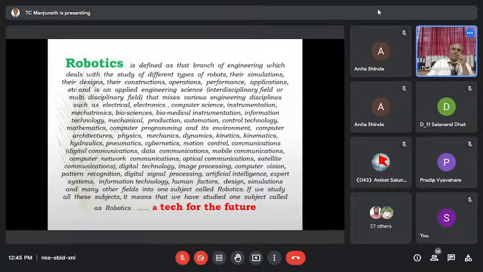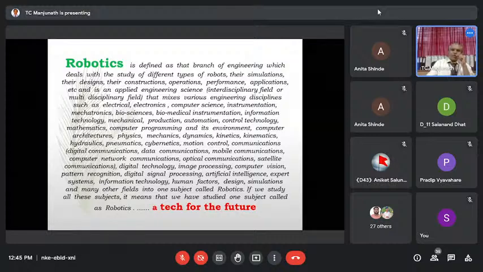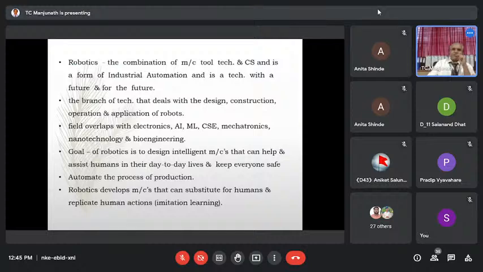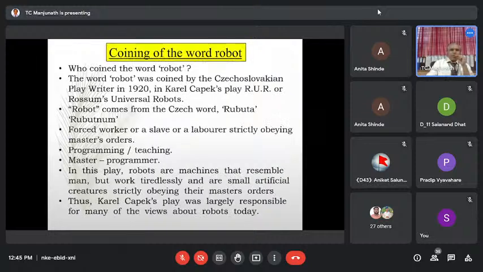In robotics, what is there? Actuators are nothing but electric motors. How do you control electric motors? Various types of control strategies are there. One is power electronics based control, thyristor control, SCR control, PWM control, sliding mode control, etc. So we can say robotics is a combination of machine tool technology and computer science, or it's that branch of technology that deals with the design, construction, operation, and applications of robots.